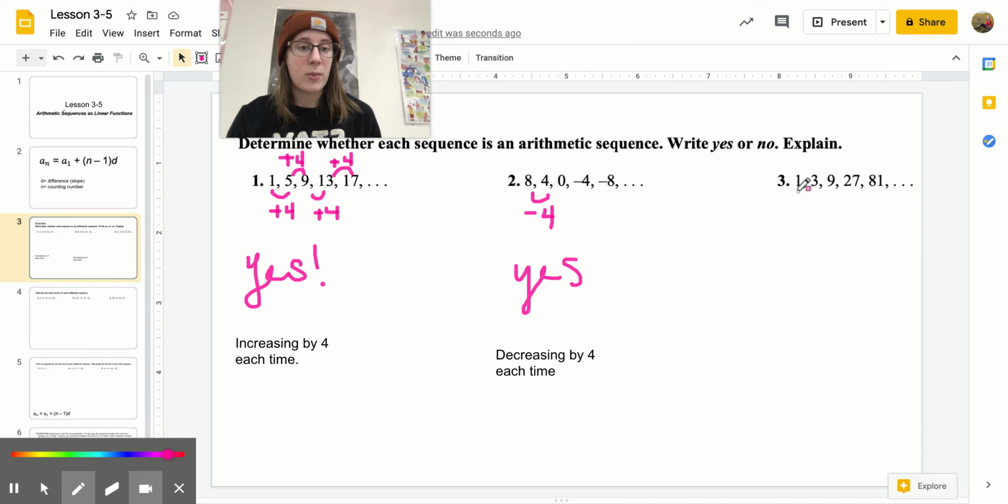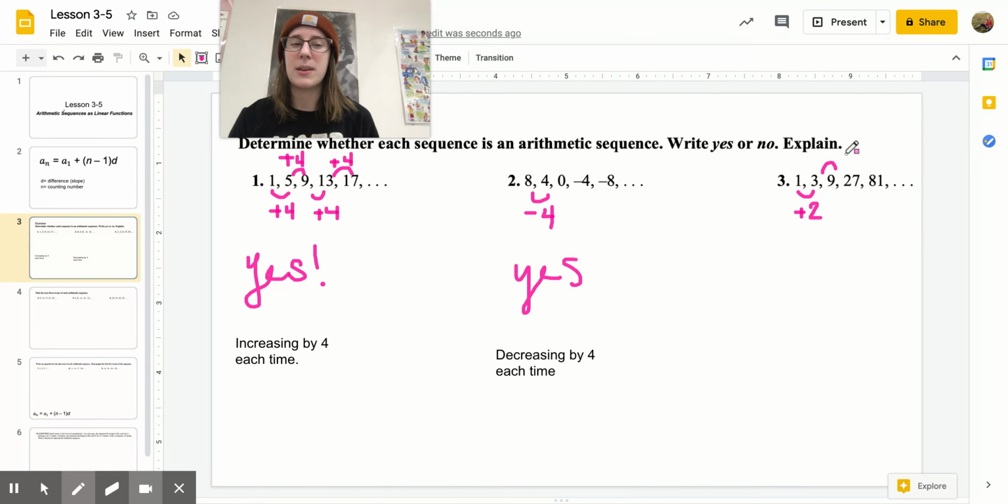3, we have 1 to 3 is 2, but then 3 to 9 would be plus 6. So when we're talking about arithmetic sequences, you're increasing by the same amount each time. So if you're thinking about that example with tables, you don't have some tables with 20 chairs and some tables with 6. That doesn't make sense. When you're talking about an arithmetic sequence, you're going to be thinking of it as adding the same each time.